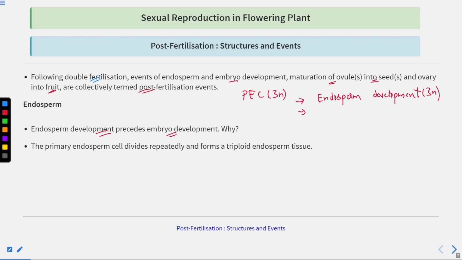Now, what is happening? Here, next one is the embryo formation. Embryo formation we have seen. Okay, this takes place by the fusion of one of the male gamete with the egg cell. Then what happens? The ovules, the fertilized ovule, they mature into seeds. They get transformed into seeds, and the ovary, after the fertilization, it develops into the fruit.